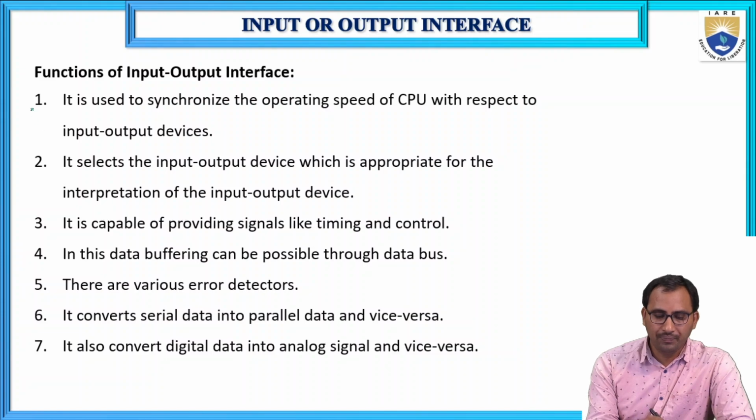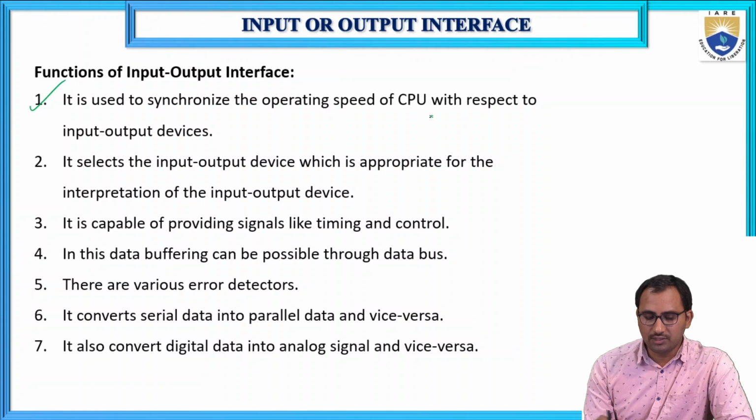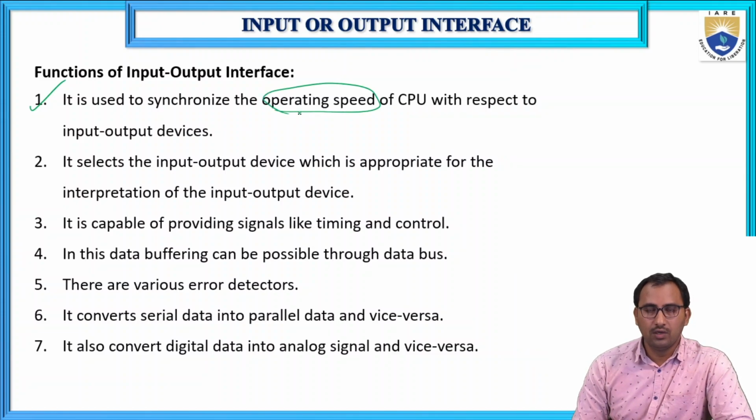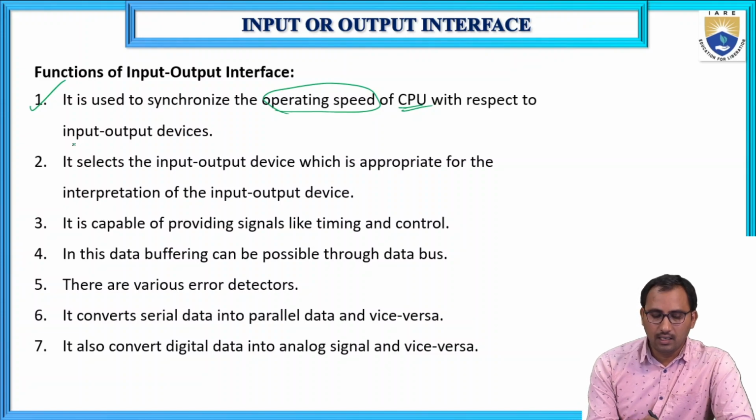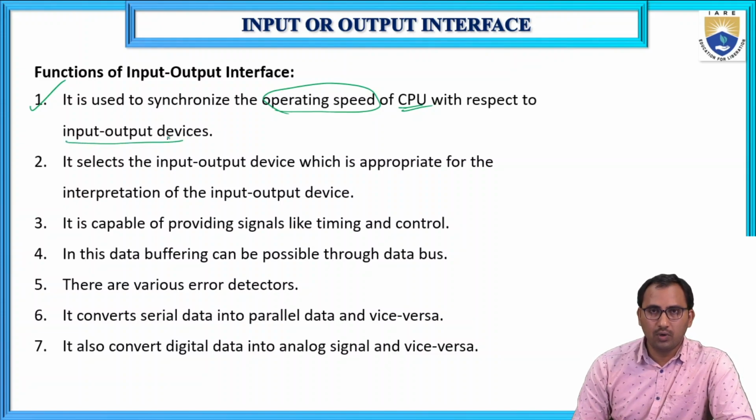So the first one is, it is used to synchronize the operating speed of the CPU with respect to the IO device. Already we have seen the differences between the CPU and the IO device. One of the factors is the operating speed, the data transfer rate. The data transfer rate of the CPU is very high, whereas for input or output devices it is somewhat slower.